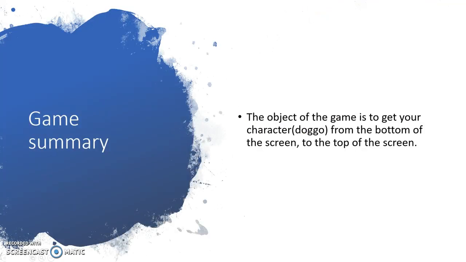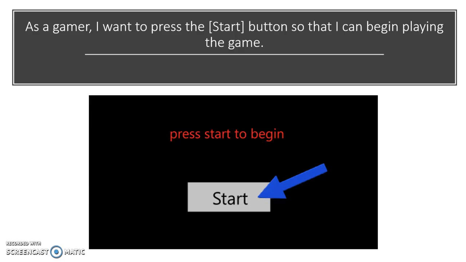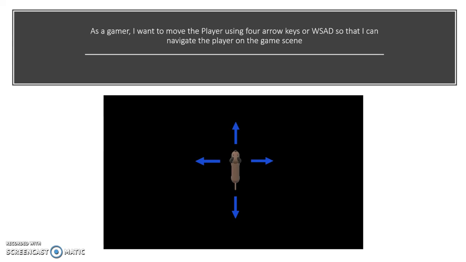For the game summary, the object of the game is simply to get your character from the bottom of the screen to the top of the screen. My first story, as a gamer, I want to press the start button so that I can begin playing the game. As a gamer, I want to be able to move the player using the 4 arrow keys or WSAD so that I can navigate the player on the game's screen.